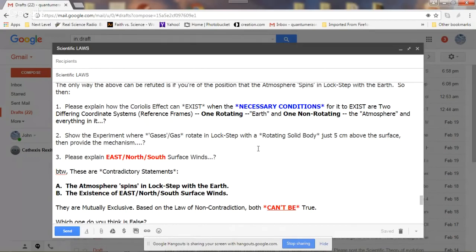Number two, you need to show the experiment where gases or a gas rotates in lockstep with a rotating solid body just 5 centimeters above the surface, then provide the mechanism. Then my ultimate favorite. Please explain east, north, and south surface winds. You could just go with this one. Don't even worry about the other ones. It's over. It's over right here.